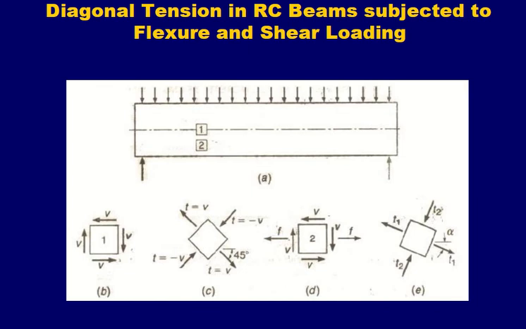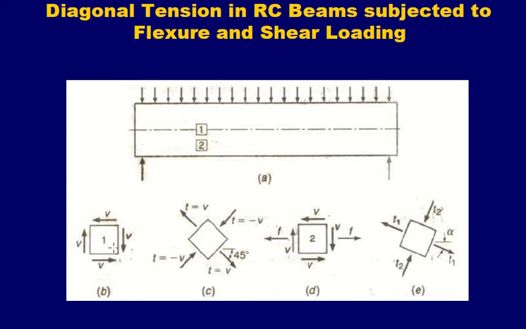Now considering the diagonal tension in RC beams subjected to flexure and shear loading, consider this as a simply supported beam under a uniformly distributed load. This is the neutral axis. You have taken two elements, one exactly on the neutral axis and the second one on the tension side.